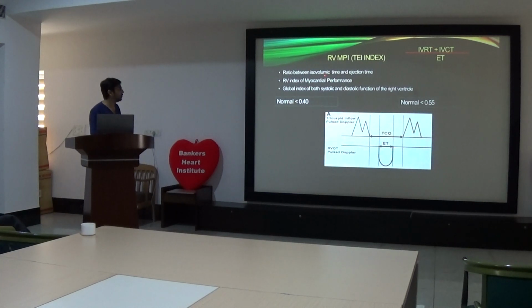So it is the ratio between the isovolumetric time and ejection time. It is the performance of the myocardium in the RV. It is a global index of both systolic and diastolic function in the right ventricle. Normally it is 0.45.